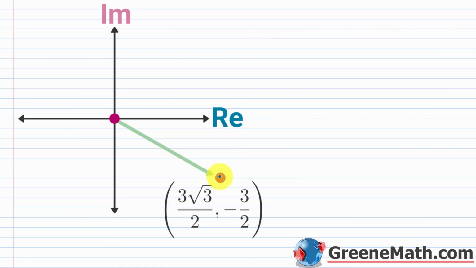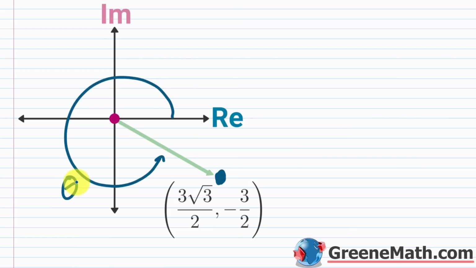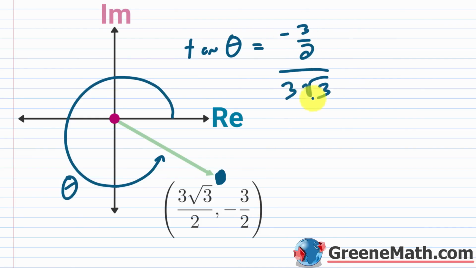That gives you a terminal point for the position vector that represents your complex number of 3 times square root of 3 over 2, comma, negative 3/2. So that's where you're going to be. If we want to figure out this angle, that's going to be my theta. How do we do this? Well, the tangent of theta is equal to y over x, or b over a, basically the imaginary over the real, so negative 3/2 over 3 times square root of 3 over 2.